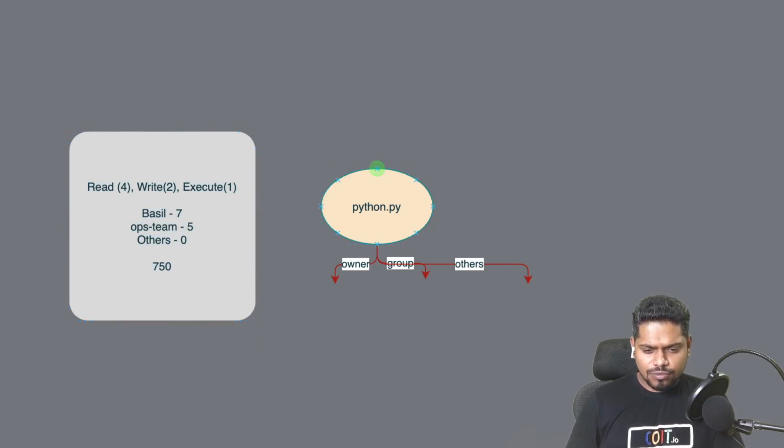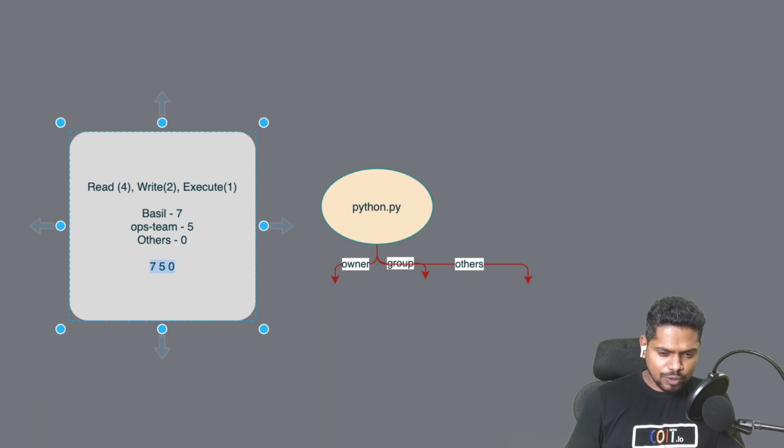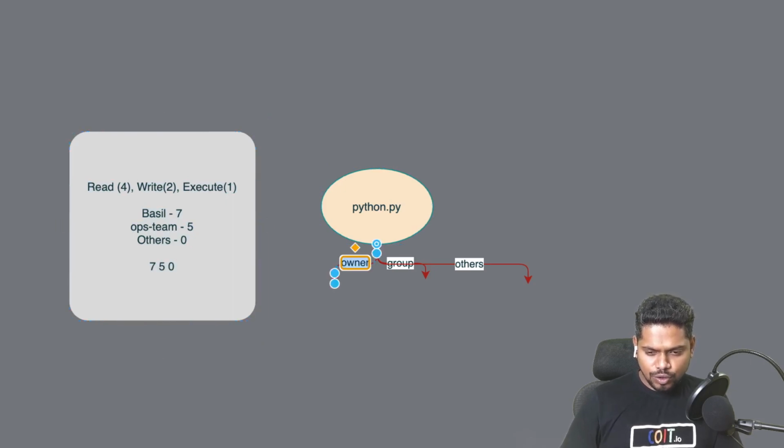I can give a permission of 750 to this file, which means the first number indicates the permission of the owner. Every file has an owner. The second number indicates the permission of the group. Assume the group is opsteam, and the last number indicates the permission of everyone else. So if I assign 750 to this file, the owner gets all the permissions: 4 plus 2 plus 1, read, write, and execute. The number 7 belongs to the owner.